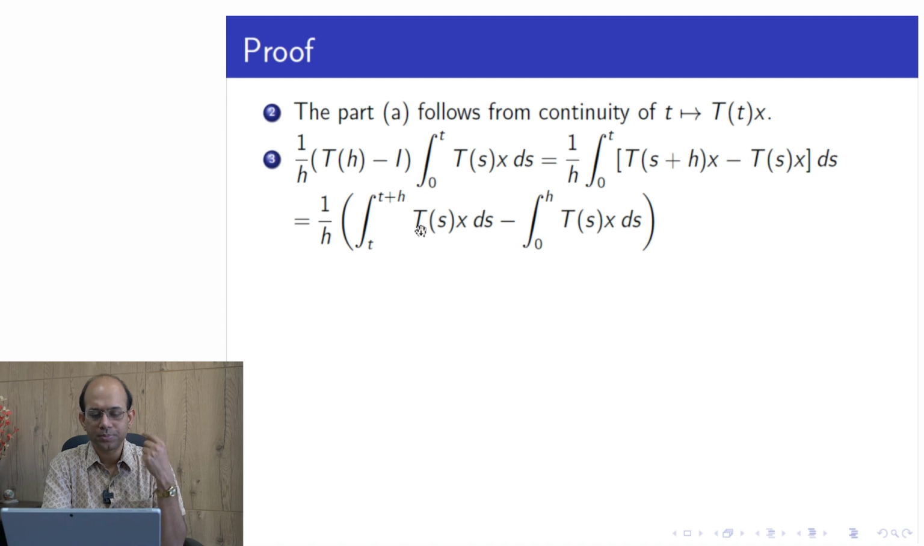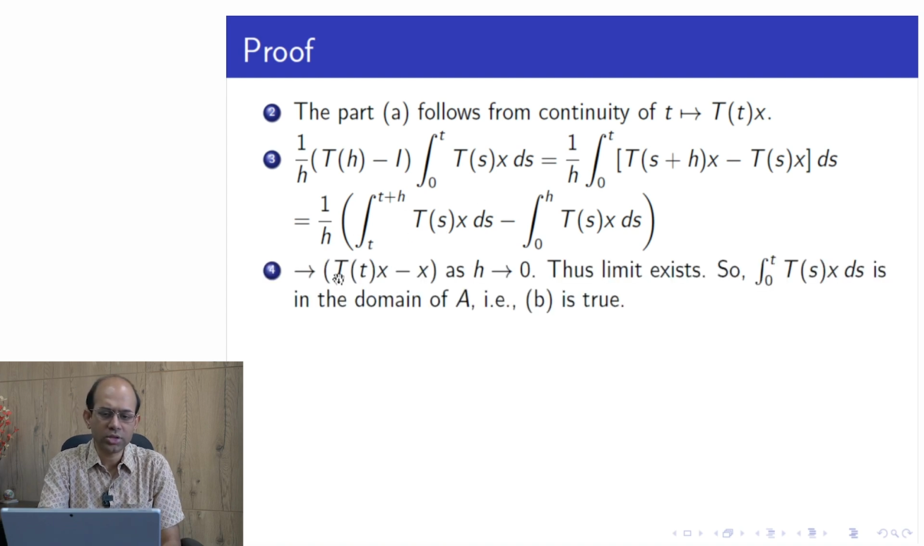Okay, so now we apply the first part, part A. Since this is continuous, this limit converges to T_t of x, and this converges to T_0 of x, but T_0 is identity, so it converges to x. So we get that this thing converges to T_t of x minus x as h tends to 0. So what did we get? We have obtained that this limit exists as h tends to 0. Since this limit exists, from the definition of the domain of the generator of the semigroup, we know that this vector is in the domain of the infinitesimal generator. So the integral 0 to t of T_s x ds is in the domain of A. Okay, so that is the proof of part B.